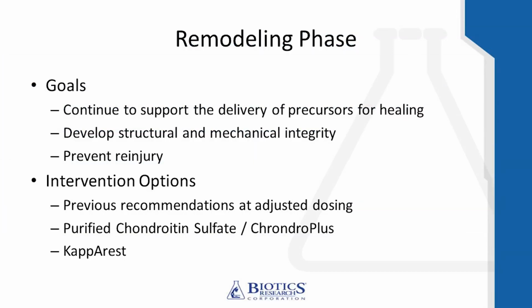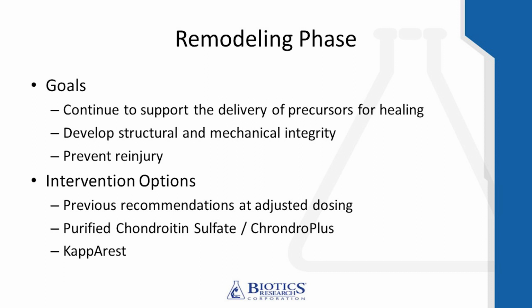Remodeling phase, our last phase that we need to discuss. And of all of these, this is probably the easiest phase to try to manage, if you will. Your goals: continue to support delivery of the precursors for healing. Again, some of those products that we just talked about, for example maybe the Chondroitin Plus, would potentially carry over into this segment as well. We want to develop structural and mechanical integrity as you're going through the later phases of your musculoskeletal care. That's where we're really starting to think about aligning some of these products in. And then prevent re-injury. We know that tissue, once it's been injured, is never going to be 100% again. But whatever we can do to get it back as close as possible, we want to try to do that. So we want to prevent that re-injury.